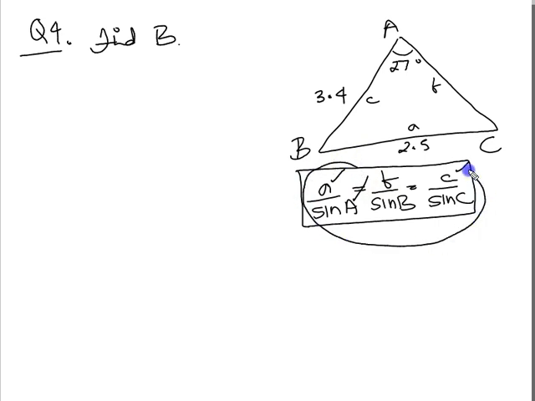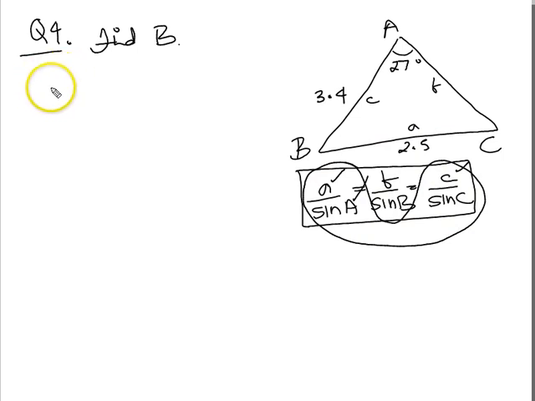Because we've got this arrangement, haven't we, as usual. So we can find C. Once we know C, we can add up to 180 to get B, can't we? Which is where we're going. So let's do that then. A over sine A is C over sine C. So let's put that in then.